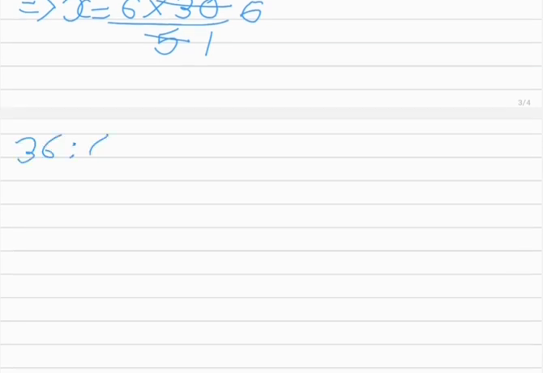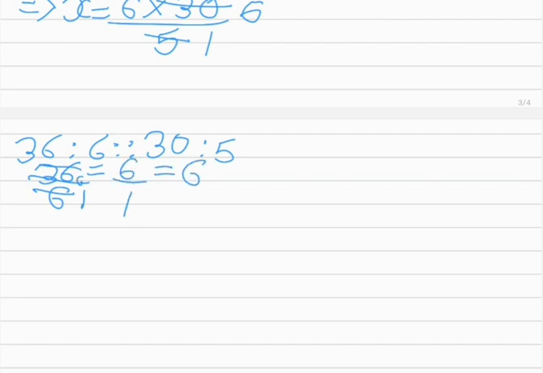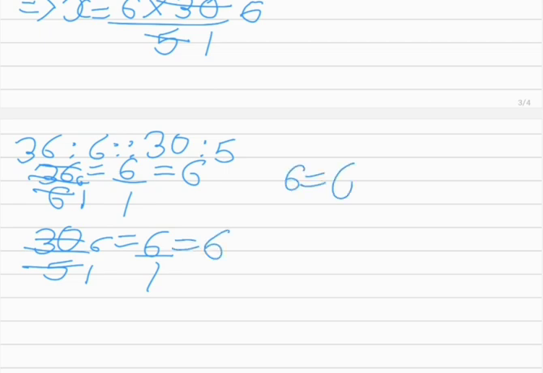36 is to 6, proportion 30 is to 5. Simplify this. 36 by 6 is equal to 6, since 6 times 6 is 36. So it is 6 by 1, which is equal to 6, and 30 by 5 is also 6 by 1, which is equal to 6. So 6 is equal to 6, and this ratio is checked, and the value of x we got is correct.